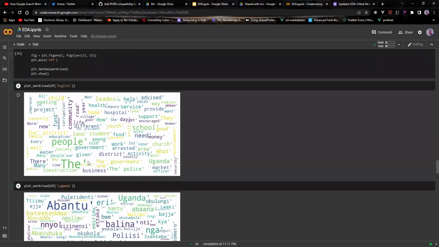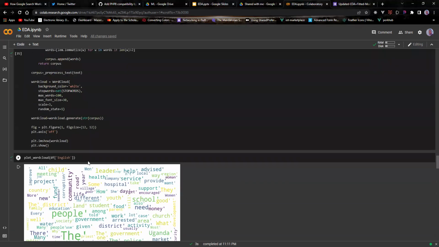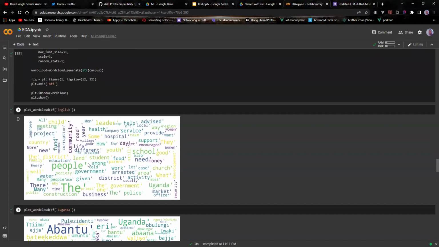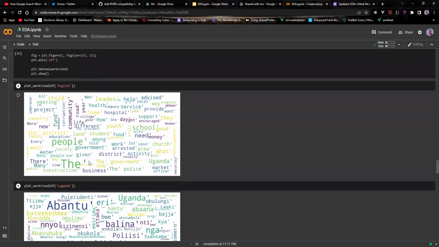So here we try to output a word cloud. The word cloud is important to show you the word frequency, using font size and color to show you the most appearing words, the most outstanding words. So we did one for each monolingual corpus. As you can see, people, they, business, government, those words are quite outstanding.